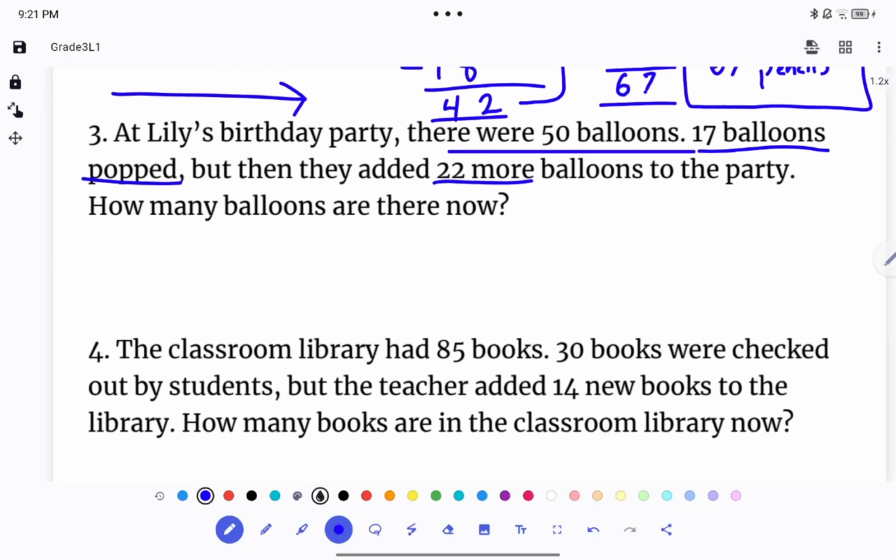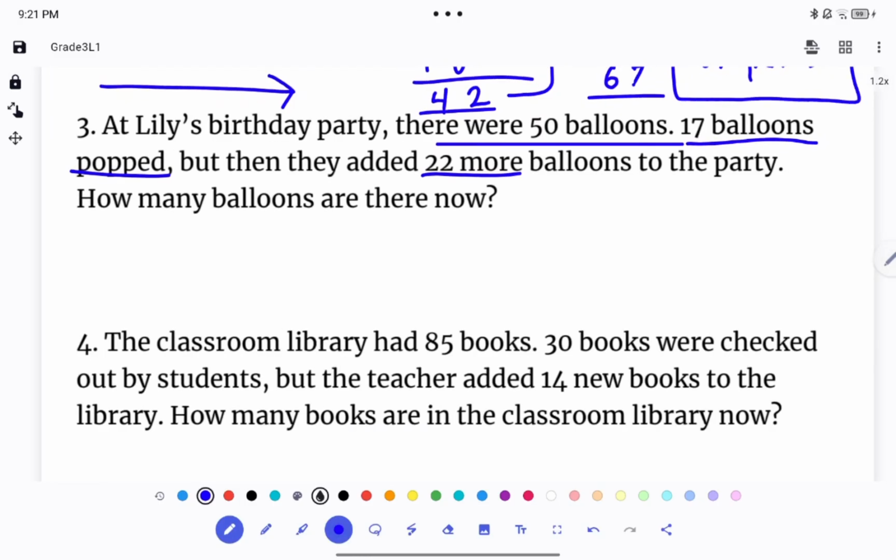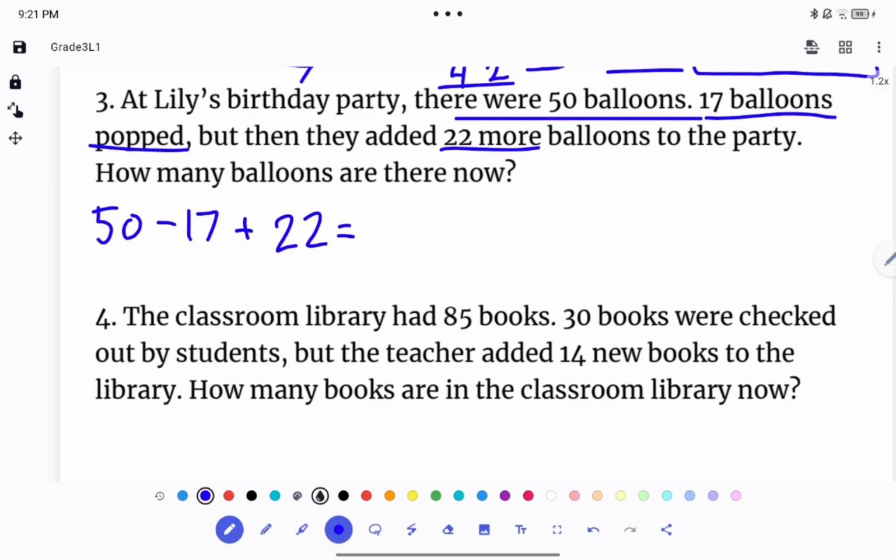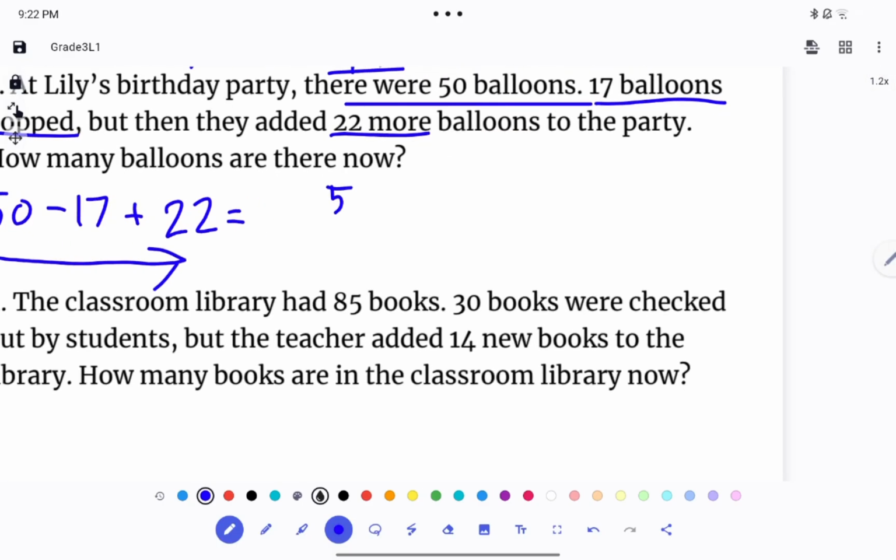Anyways, so first let's take care of 50, which is the original amount of balloons that Lily's birthday party had. Then we subtract 17, because 17 balloons are gone now. They all popped. But then they add 22 more, because they pulled them out of the pantry. So, in the case of addition and subtraction, you read left to right. So, 50 minus 17.